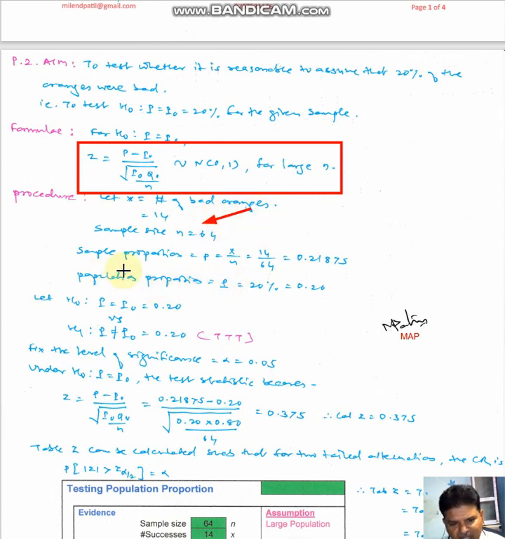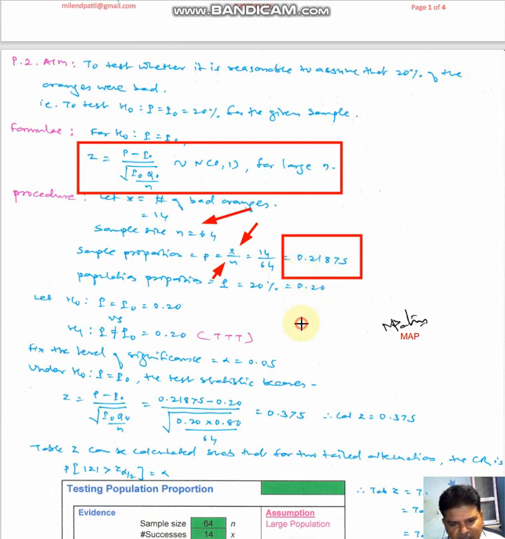What is the sample proportion? The sample proportion is p equal to X upon N. What is the value of X? X in this case is 14. If you read the example, 15 oranges were bad out of 64. So sample size is N, the number of bad oranges is X. The proportion of bad oranges is 14 divided by 64, and that comes out to be 0.2121875.